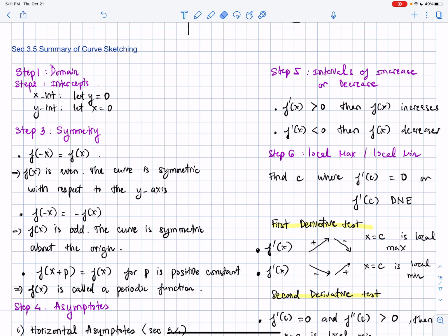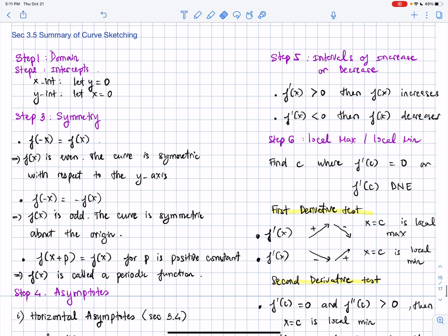Section 3.5 Summary of Curve Sketching. We have about 8 steps, and we need to write those steps down, and we will follow those steps to sketch a curve. Step number 1, we will find the domain. Step number 2, we find the intercepts.